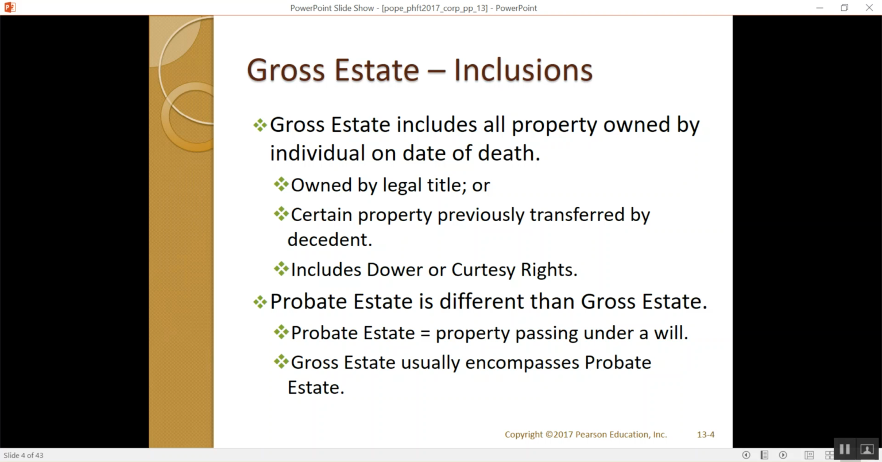So your gross estate includes all property that's owned by the individual on date of death. And it can either be owned by legal title or, as I said, it also includes certain property that you previously transferred but that you retain a right to, like that apartment building. It also includes dower or courtesy rights.